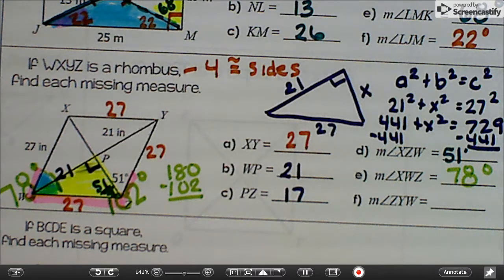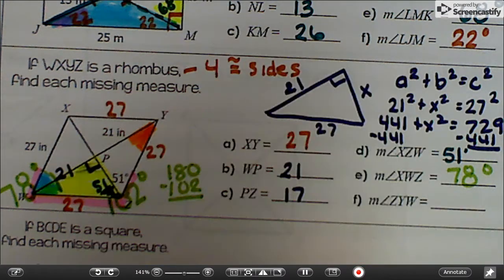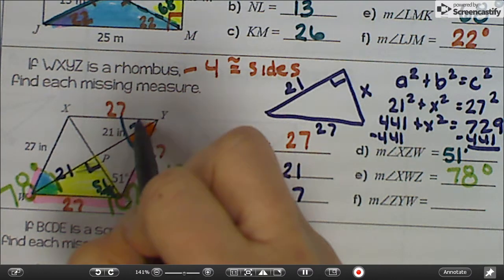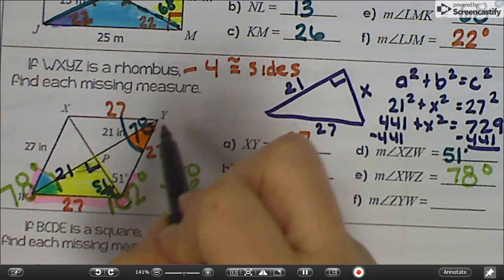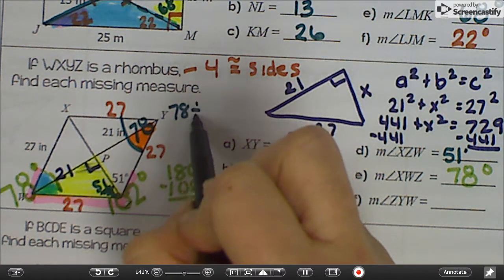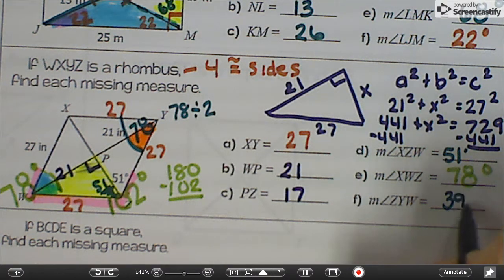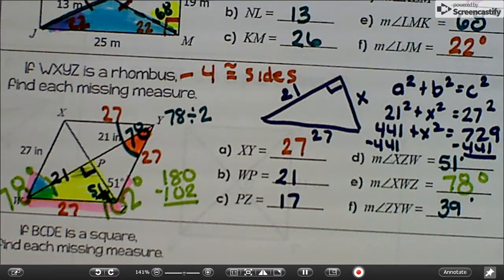And the last thing we need to figure out is angle ZYW. ZYW, this one. Well, because of what we just did over here, we know that this whole angle here is 78 degrees. And in a rhombus, diagonals bisect the angles. So 78 divided by 2, I think it's 39. Yep, 39 degrees. All right, again, this is the craziest versions of these. We're going to go over some simpler ones in a few minutes, but first, squares.